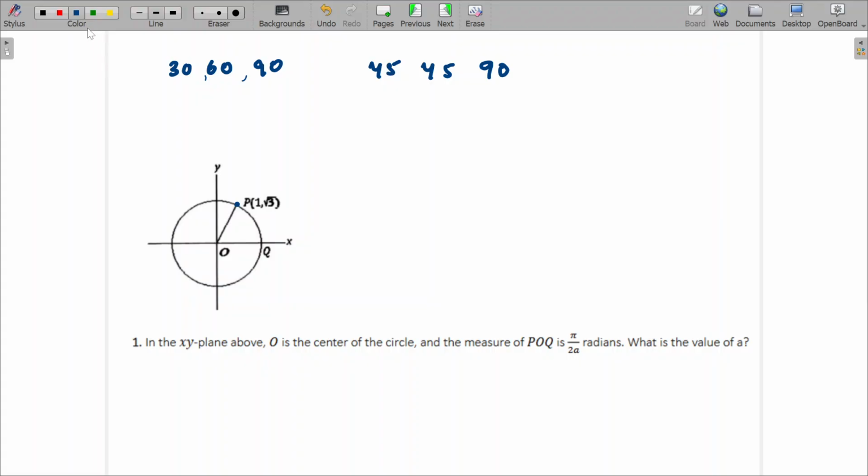Okay, now let's assume that you have already watched it. Let's try to do it. Now, what is given in the circle? Let's read out the question. In the xy plane, O is the center of the circle and the measure of POQ is pi over 2a radians. What is the value of A? Very simple. Already this angle is given in radian form, right? And we have to find out the value of A.